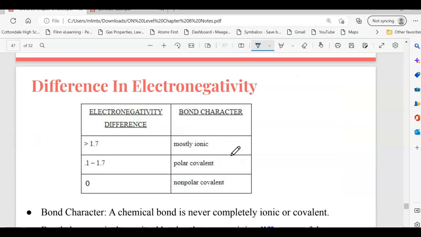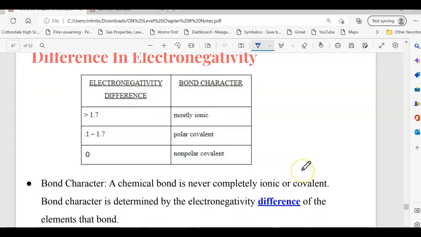Basically, we look at the difference in electronegativity. If you think about math, difference means we're going to subtract. We're going to subtract the electronegativity for the two elements in the bond, and we're going to see where it falls. If the electronegativity difference is greater than 1.7, then the bond is ionic, or mostly ionic. If the difference is between 0.1 and 1.7, then it is what we consider polar covalent. And if it's 0, it's nonpolar covalent.